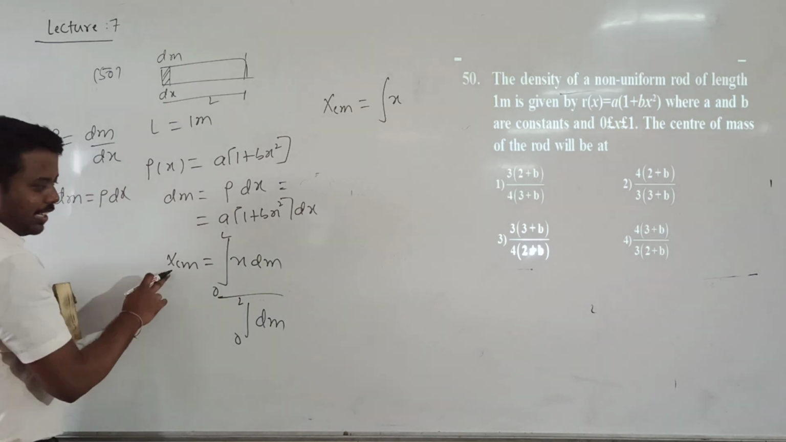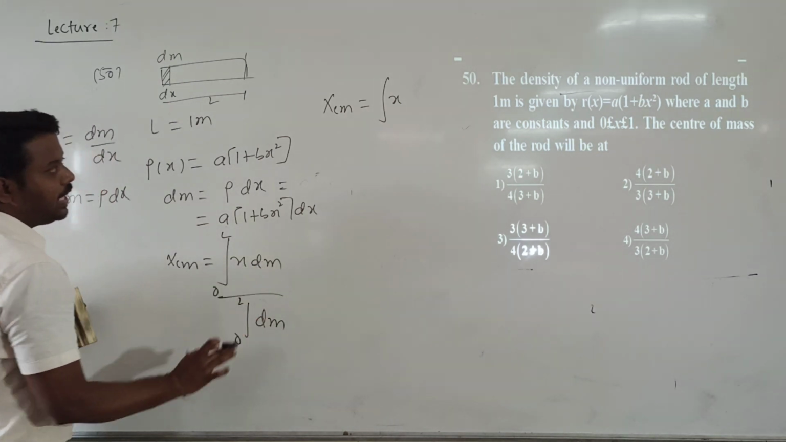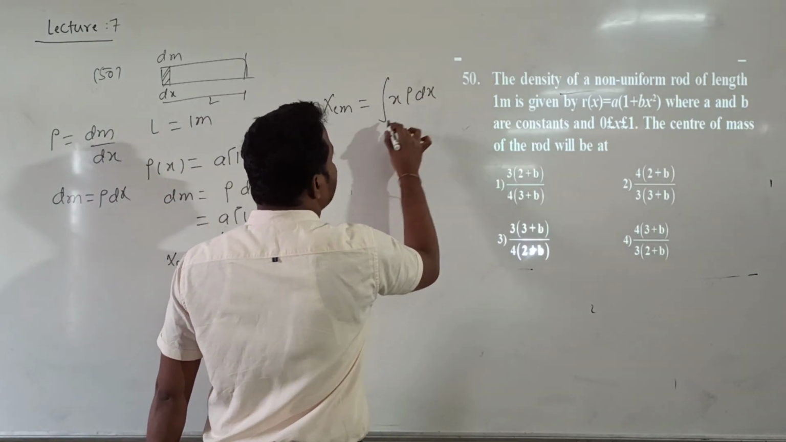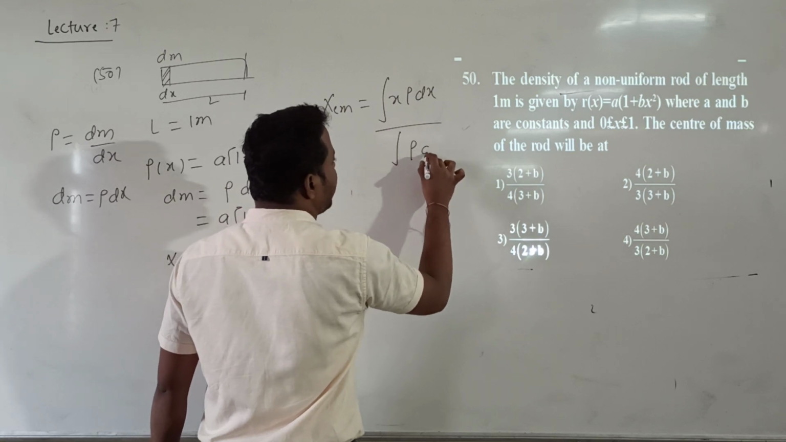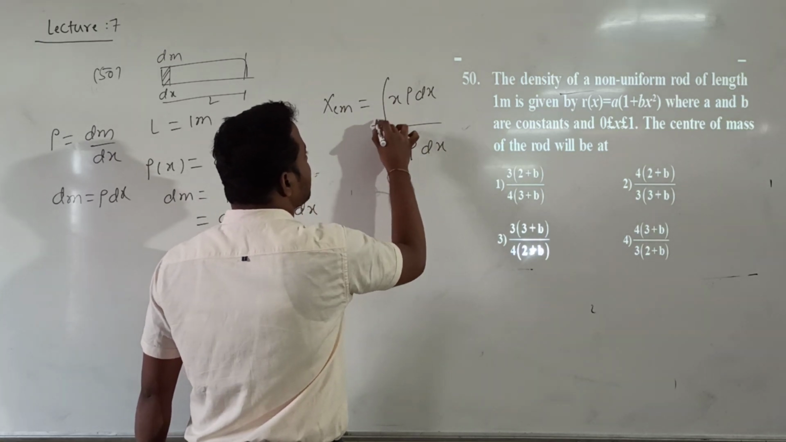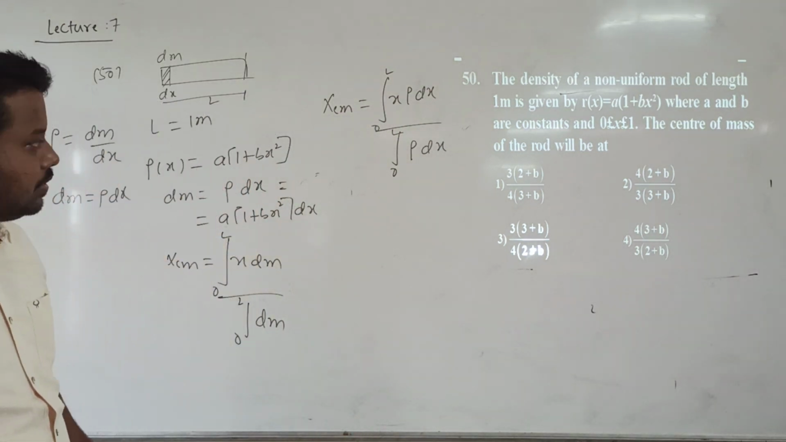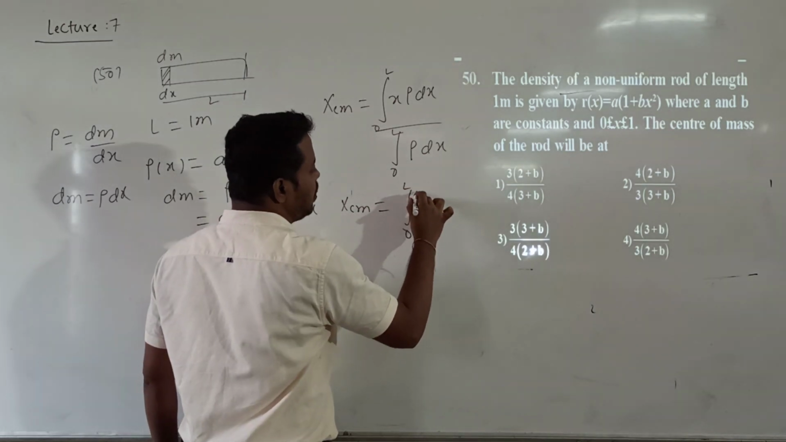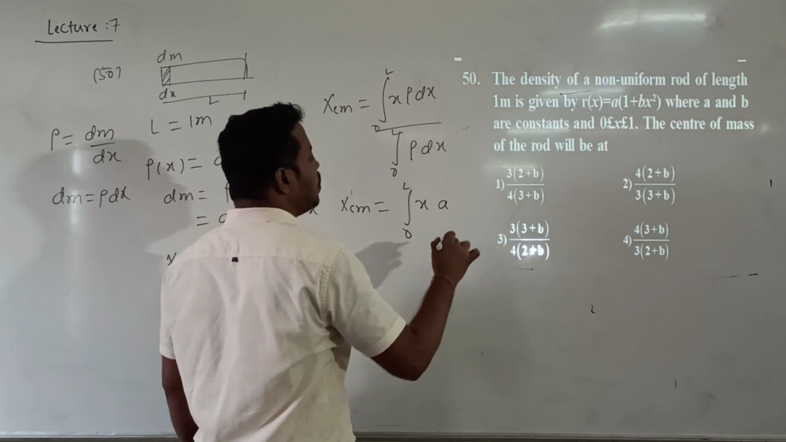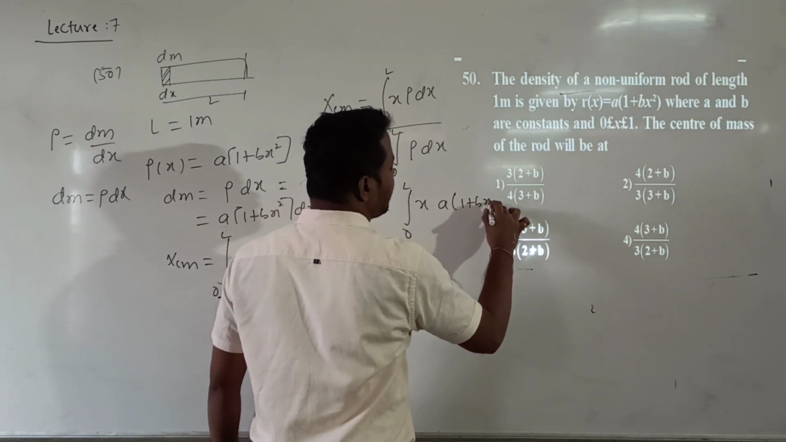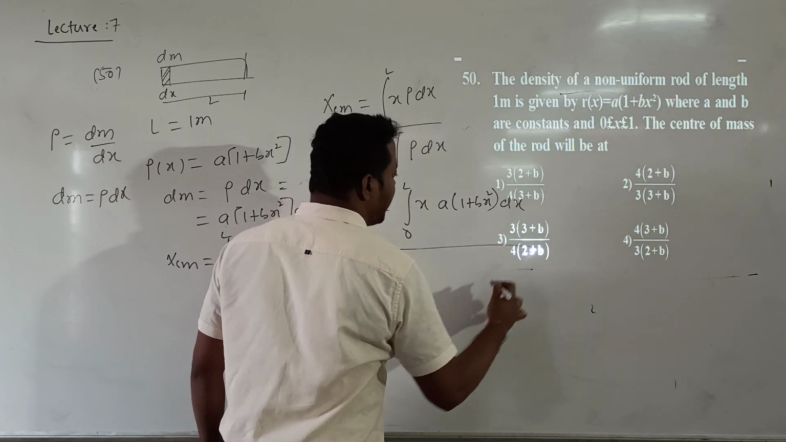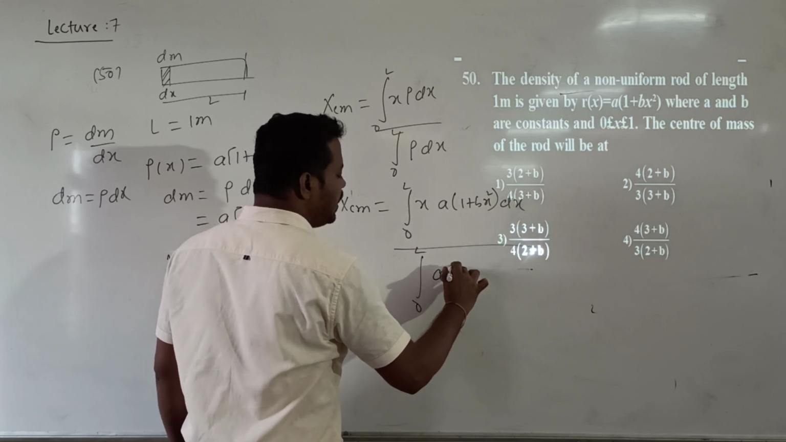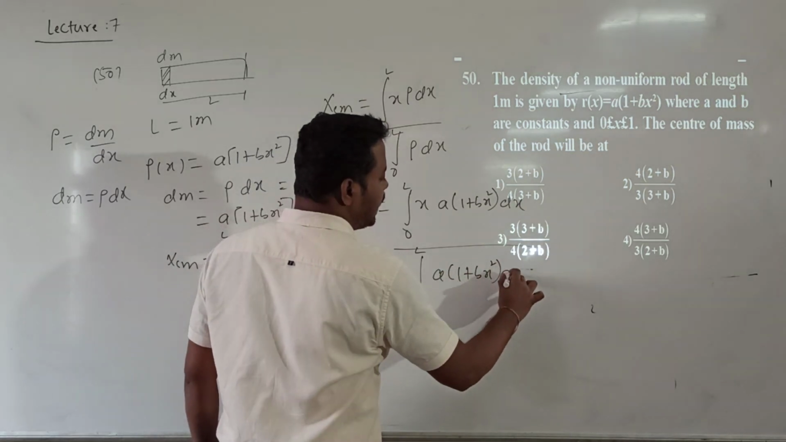Then the XCM formula, integration of x into dm. Then what will I get? Integration of x into dm, that is rho into dx, divided by integration of rho into dx. Limits 0 to l, 0 to l. Can I substitute the value of rho? XCM is equal to integration of 0 to l of x into a into 1 plus b into x square into dx, divided by integration of 0 to l of a into 1 plus b into x square into dx.